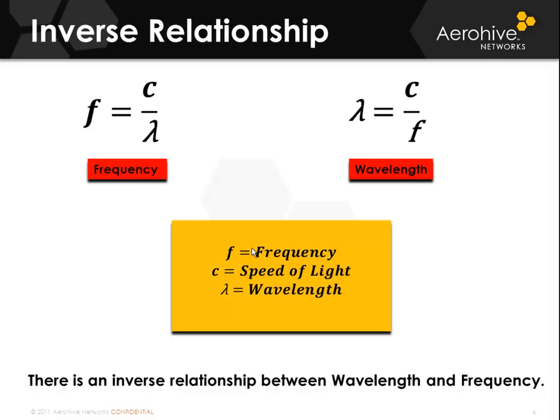Frequency is equal to the speed of light divided by the wavelength, and the wavelength is equal to the speed of light divided by the frequency. Therefore, they have an inverse relationship. The greater the frequency, the smaller the wavelength. The lower the frequency, the larger the wavelength.